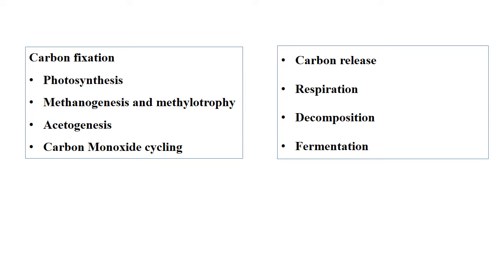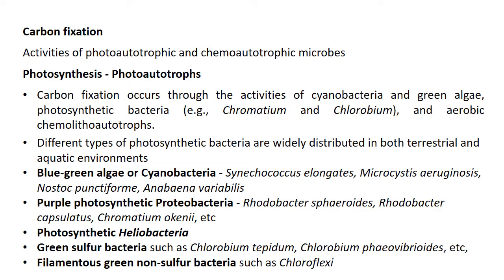Now let us look into detail about carbon fixation. Carbon fixation is carried out by the activities of both photoautotrophic and chemoautotrophic microbes. The first method of carbon fixation and the most prominent method of carbon fixation is photosynthesis, which is carried out by photoautotrophs mainly. The carbon fixation occurs mainly through the activities of cyanobacteria, green algae, and photosynthetic bacteria. And some aerobic chemolithoautotrophs also fix carbon into organic forms.